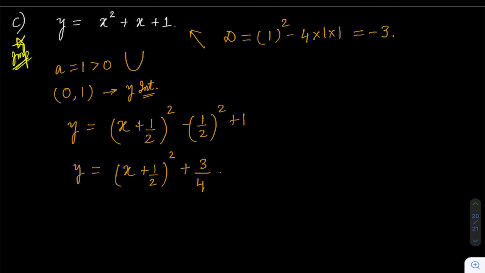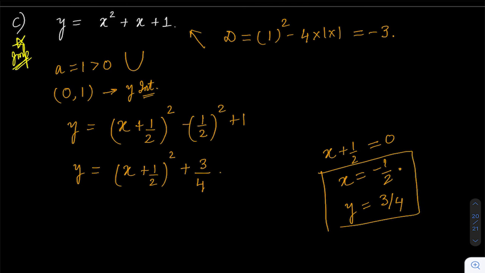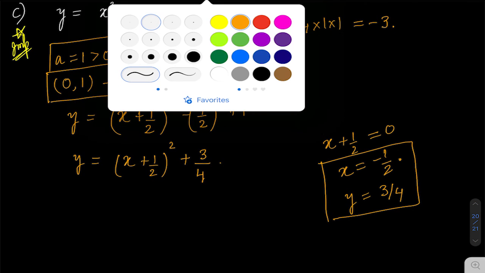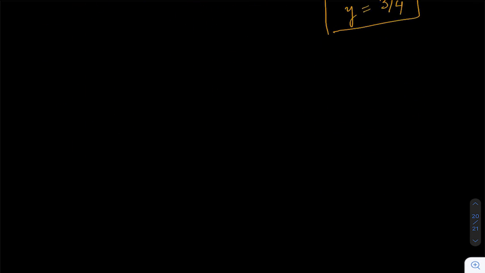So how do you find the vertex? You just equate this bracket or square term to be 0. So it will give me x as minus half. When x is minus half, my y is 3 by 4. So this is my stationary point or turning point. I have my y-intercept, there are no x-intercepts, and a is positive. So let's use these three pieces of information that we have and draw the graph.